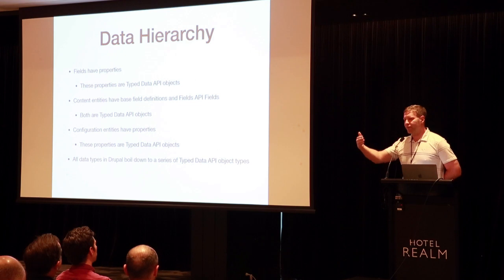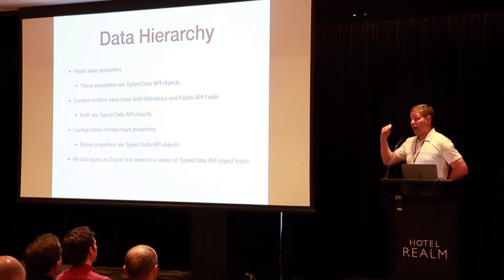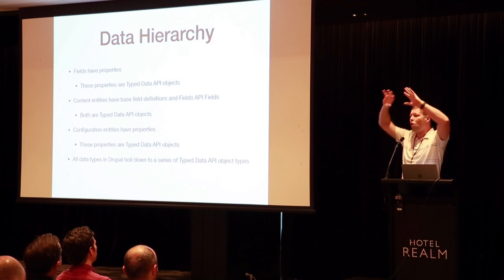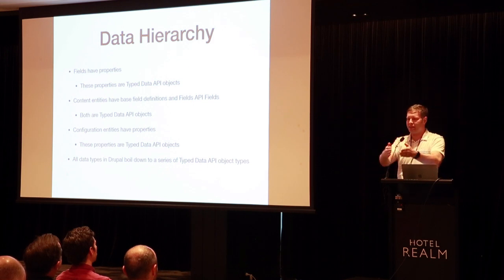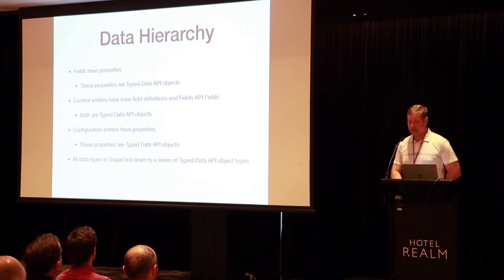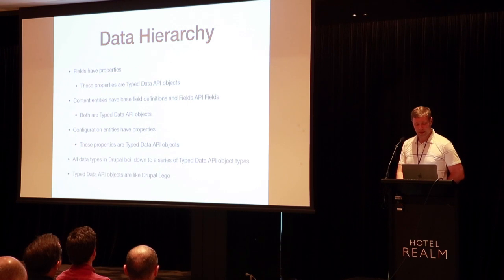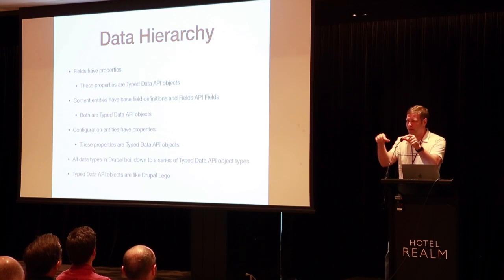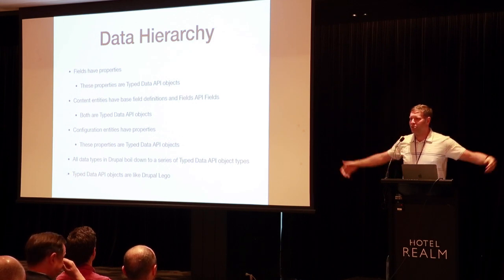As well, the fields you attach have properties on them, and each of these properties ends up being a TypeData API object. So all data in Drupal ends up boiling down to a whole lot of these different TypeData API object types. And this, I'm eventually going to get to, ties into configuration. These TypeData API objects are kind of like Drupal Lego. You build the little pieces, and then you take them and you start to build bigger pieces and bigger pieces and bigger pieces until you have a big Drupal Legoland.